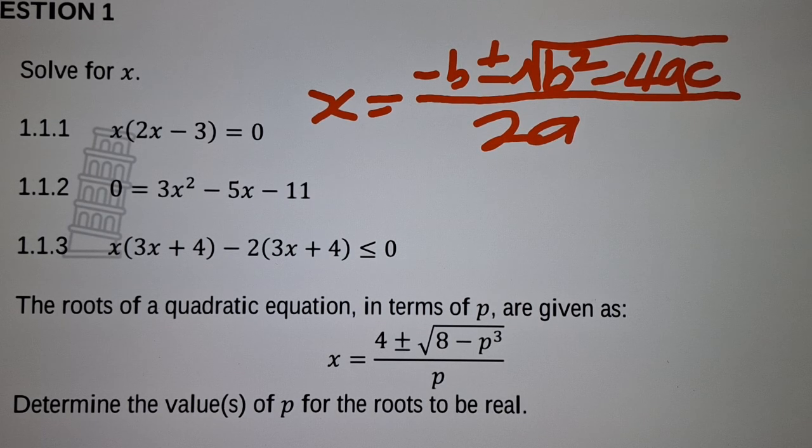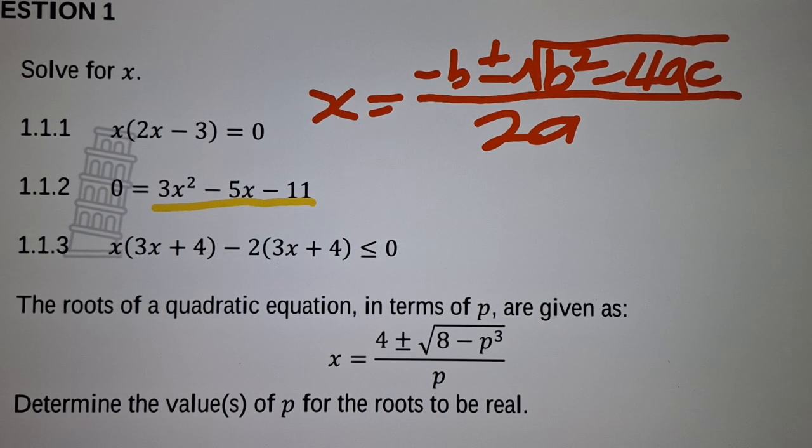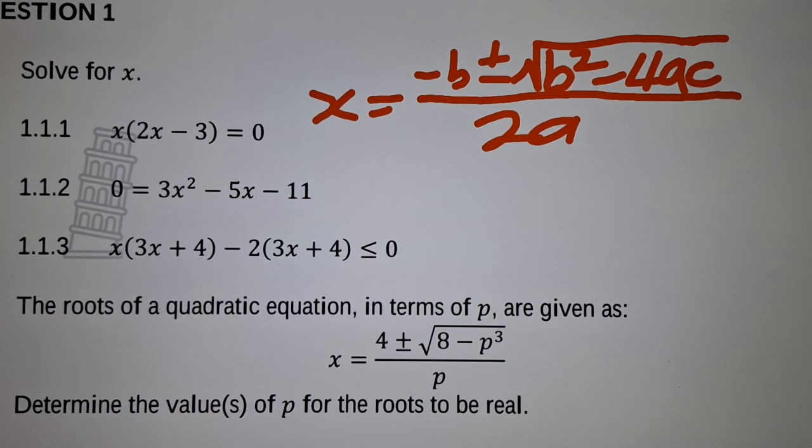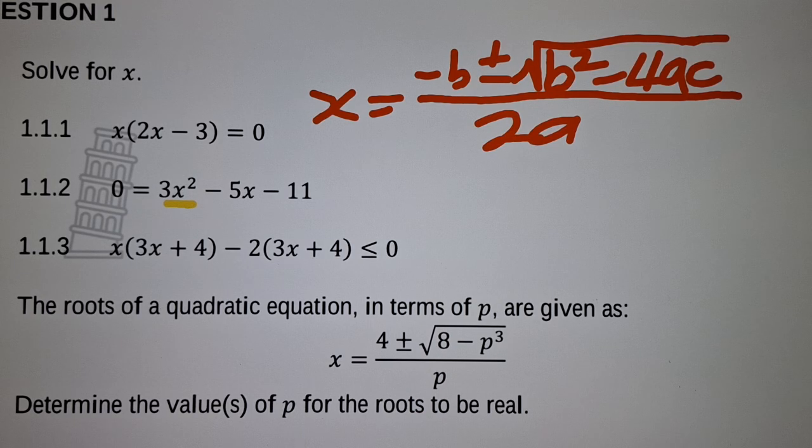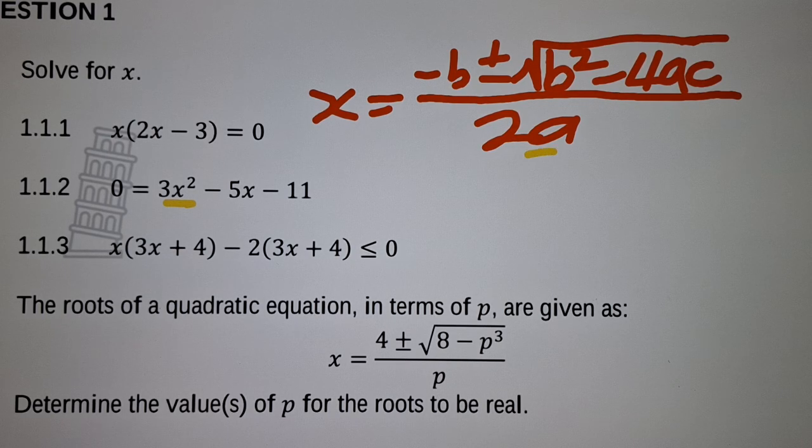So in our trinomial here, 3x squared minus 5x minus 11, I'm going to explain which position each number takes in the quadratic formula. Let's start with the coefficient of x squared. The coefficient of x squared is what? It's 3, as you can see here. So this 3 in front of x squared, according to how we use it in the quadratic formula, represents a. So the coefficient of x squared represents a.